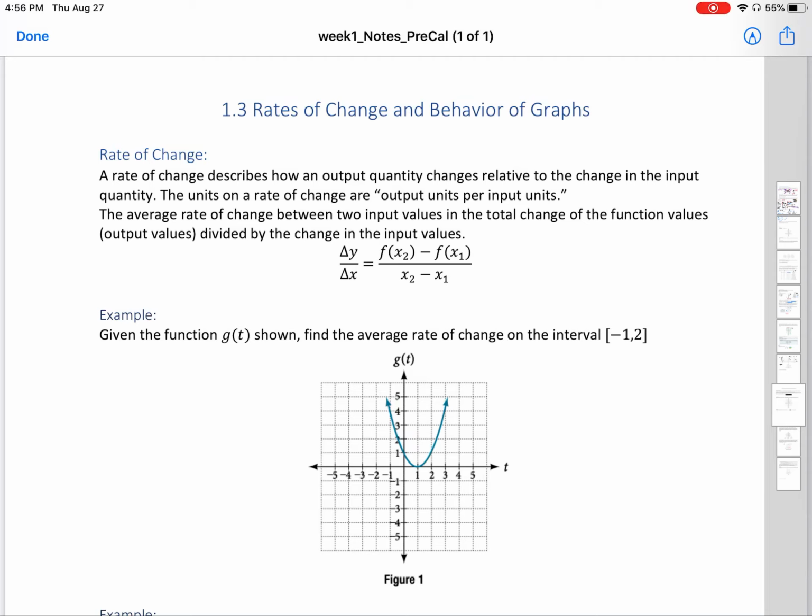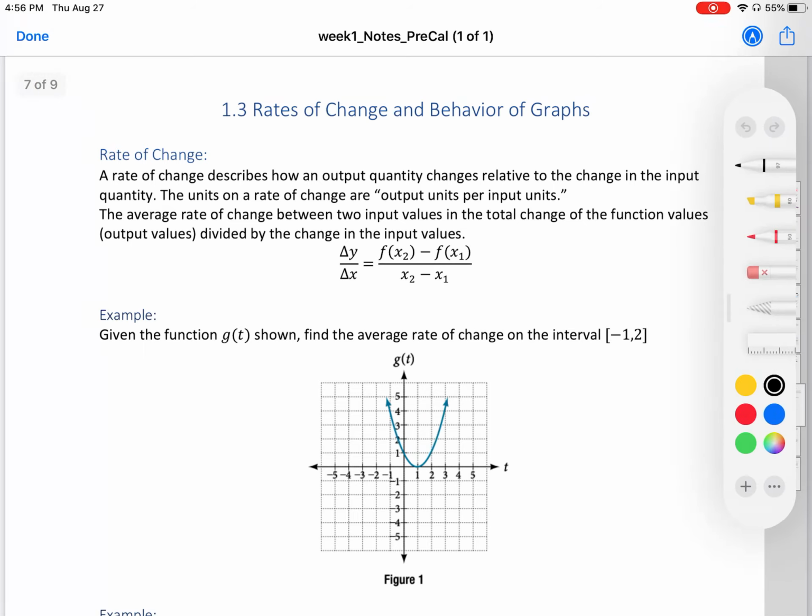Hello, let's continue with section 1.3, Rates of Change and Behavior of Graphs. Rate of change. A rate of change describes how an output quantity changes relative to the change in the input quantity. The units on the rate of change are output units per input units. The average rate of change between two input values is the total change of the function values, output values, divided by the change in the input values.